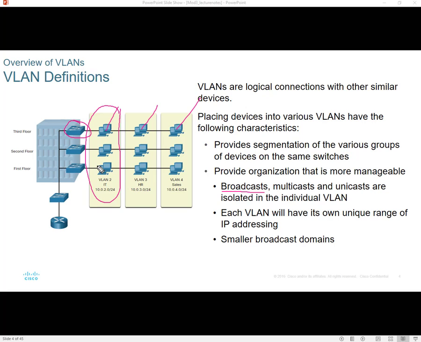But the point I'm trying to bring across to you here is that you can do that without a router. You can use a VLAN to separate broadcast domains. So you have one broadcast domain here, that's VLAN 2. You have another broadcast domain, VLAN 3. You have another separate broadcast domain, VLAN 4. So each VLAN creates its own broadcast domain. It segments the entire network into smaller networks through the use of VLANs. So VLANs play a very important role in a network.